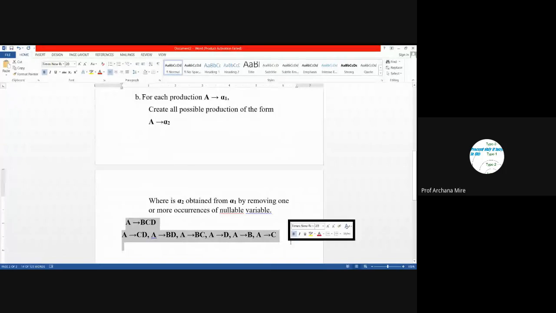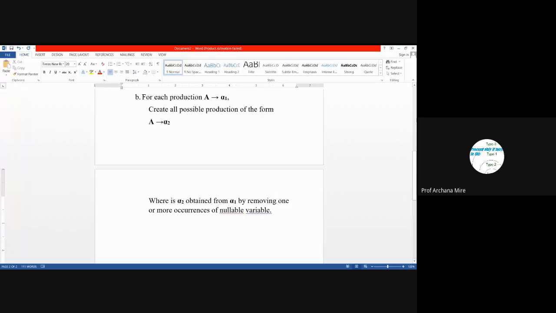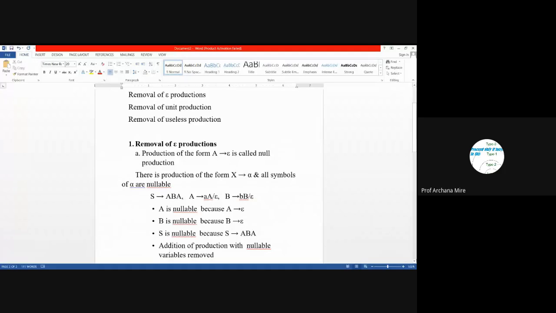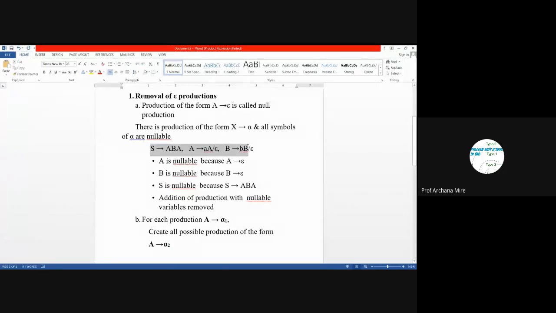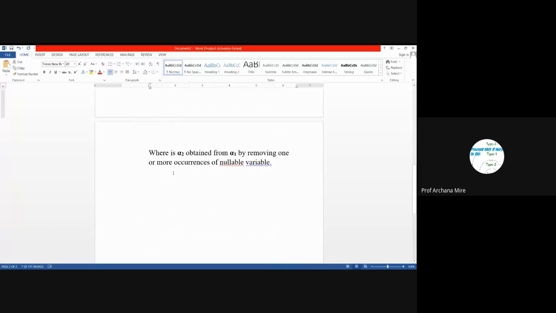So right now we will delete this and discuss our original example. This was our original example, S leading to ABA, A leading to AA or epsilon. In that example we identified A as nullable, B as nullable, and S as nullable. So let me copy this grammar once again. Now we will start from the first production rule, S leading to ABA.